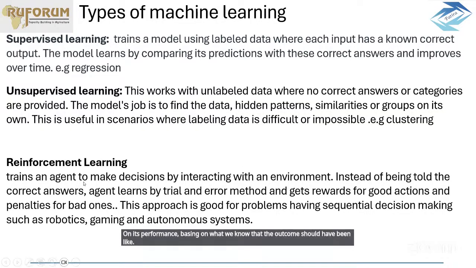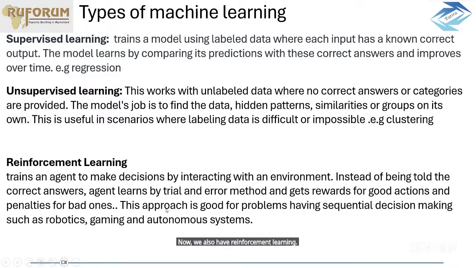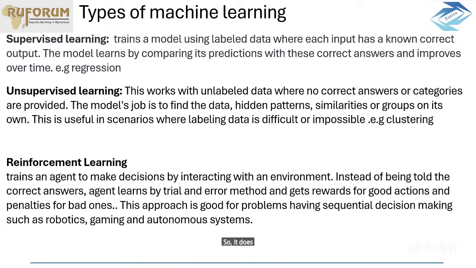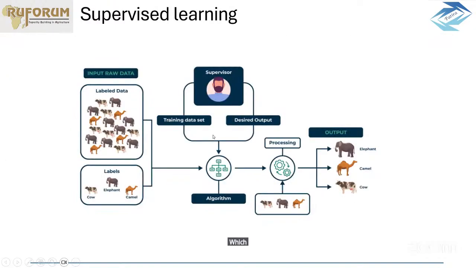Now we also have reinforcement learning. Now this one here, the model makes decisions by interacting with the environment. So it does a lot of trial and error until it finds which one is correct. So reinforcement learning is mainly used in things like robotics, gaming, various autonomous systems. In this training, we may not concentrate on reinforcement learning, but we are surely going to be concentrating on supervised and unsupervised learning, which we have already started.